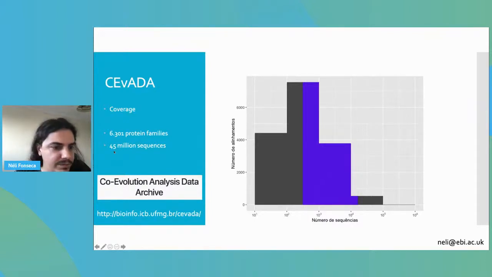We have more than 45 million sequences in our database and 6,000 protein families. The non-covered protein families are hard for us because they have a tiny set of non-redundant sequences, and since our method is based on statistical tests, it will not have good confidence to calculate the patterns. But these we are still calculating, and we are planning to release them in the next versions of the database.